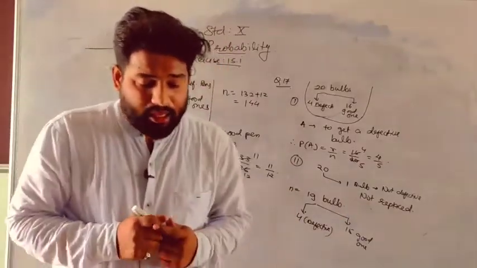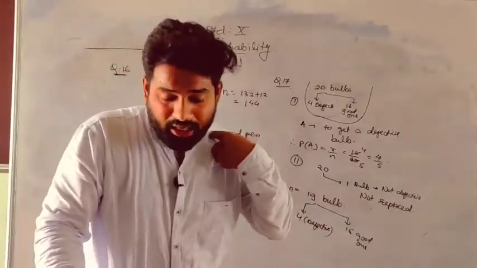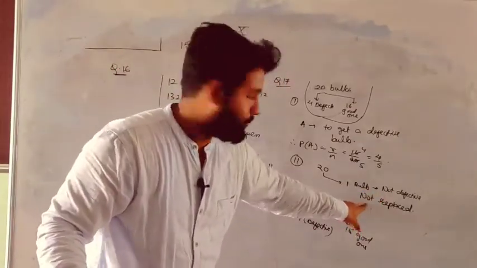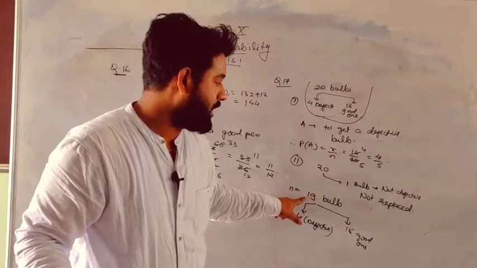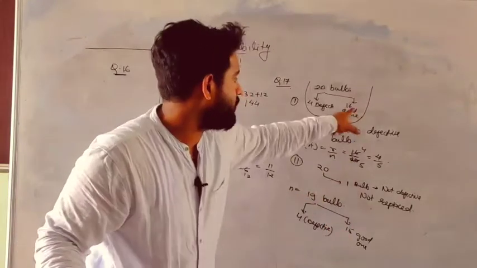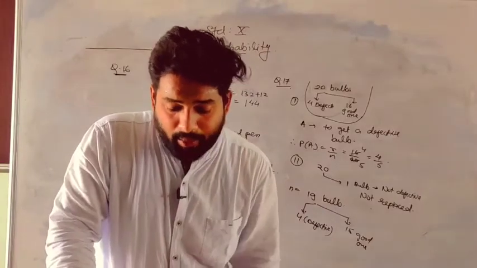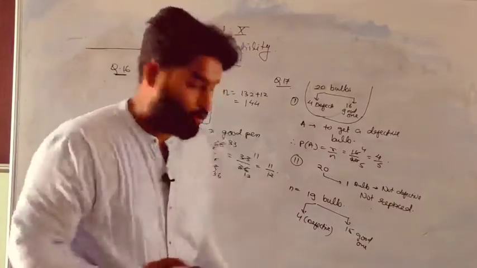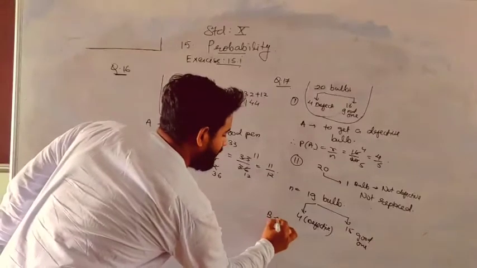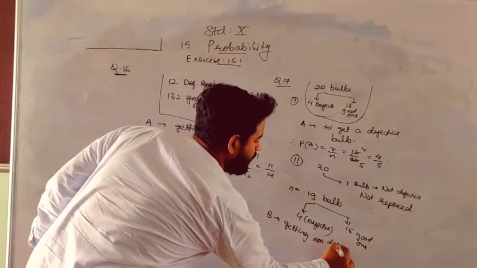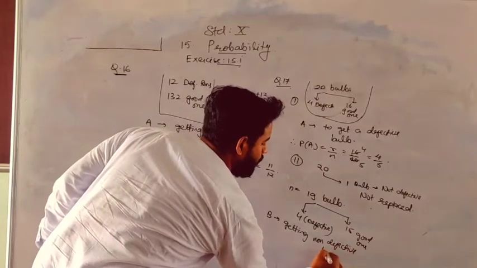So again, suppose the bulb drawn is not defective and not replaced. So one bulb will reduce, and which bulb? That is the good one. Initially it was 16, now it will become 15. Then what is the probability that this bulb is not defective? Okay, now getting a non-defective bulb.